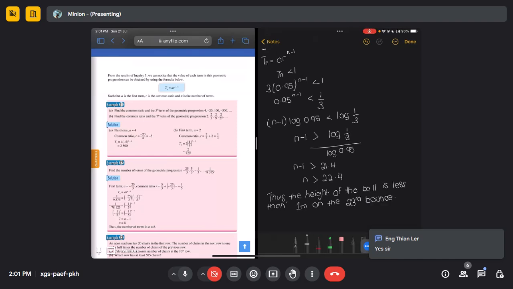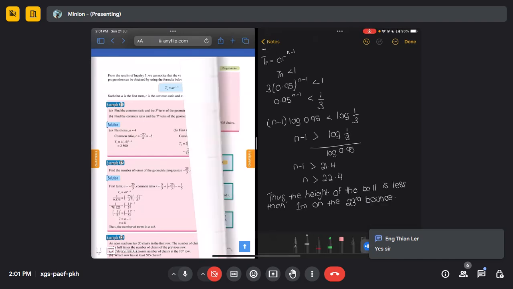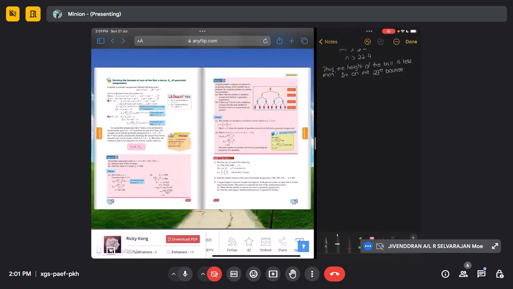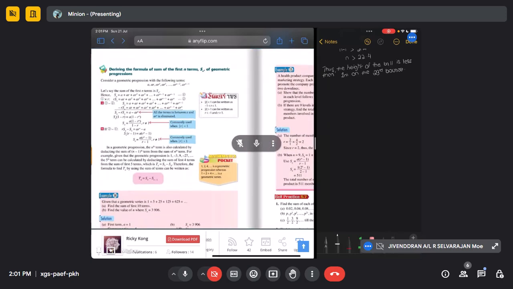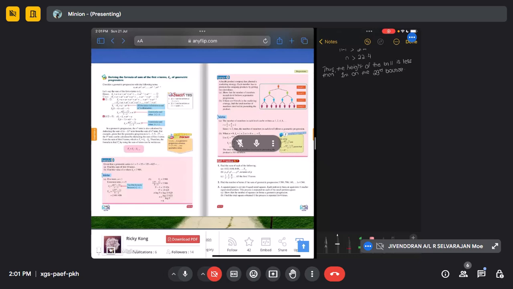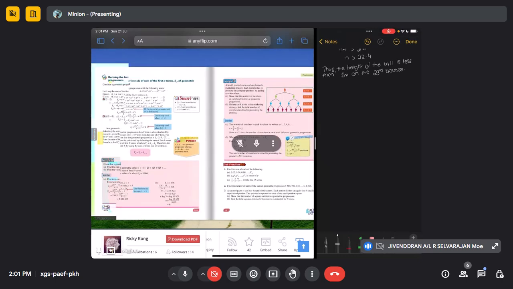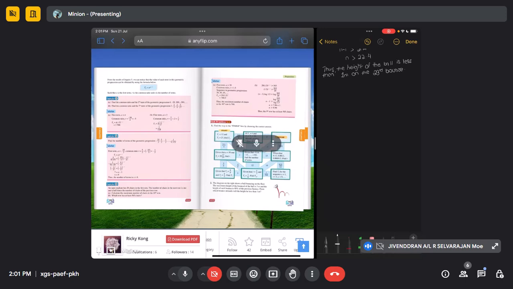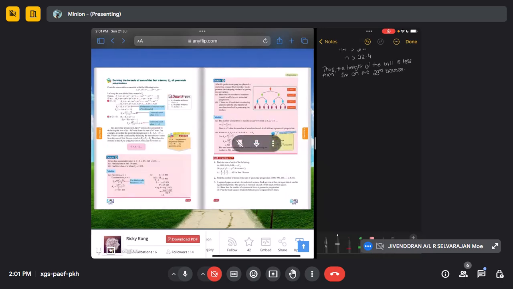Okay, let's go to the next part, sum of geometric progression. After I finish this part, then we can go to the deriving the formula and proving part, after I finish these questions.